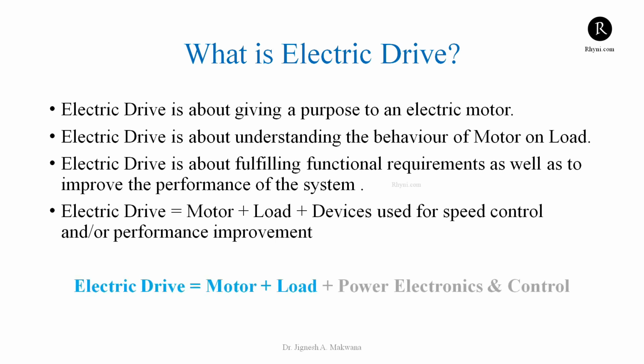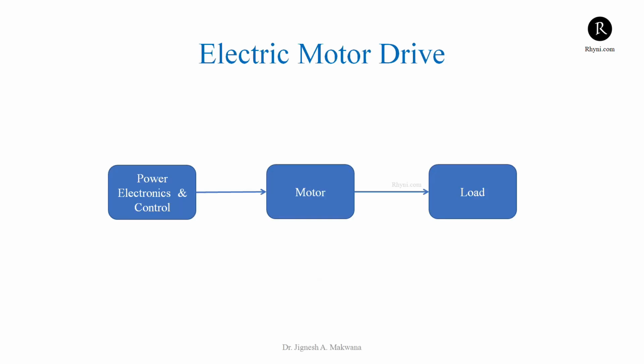So we can say electric drive is equal to motor plus load plus power electronics and control unit. If we represent it in block diagram form, it will look like this. So first we will have the power electronics and control block, which controls the power to the motor, and the motor will produce the torque required for the load. That means we first need to learn the load and then the motor and then power electronics.